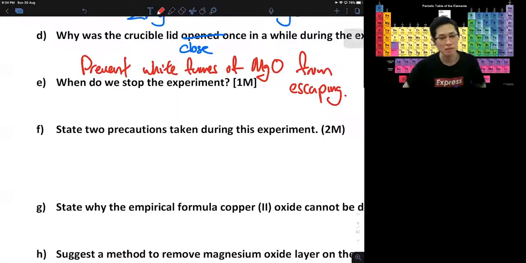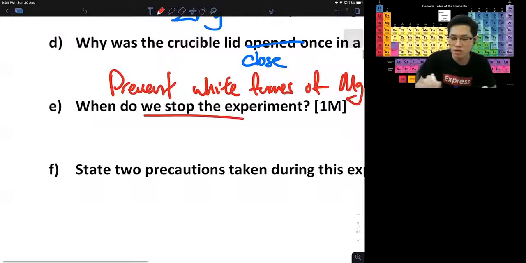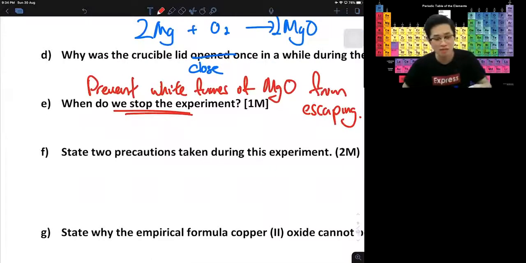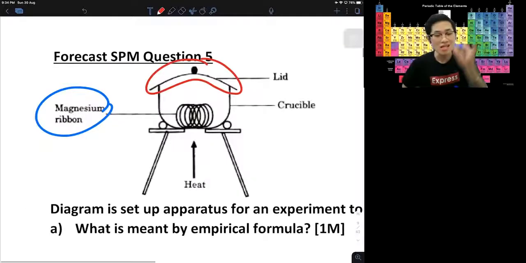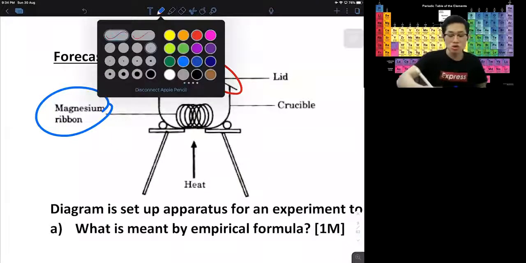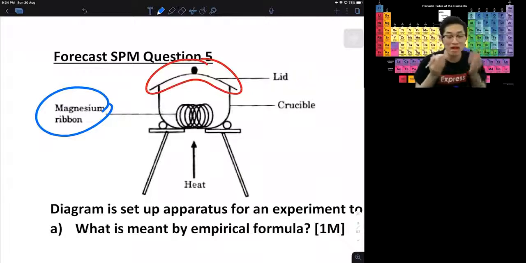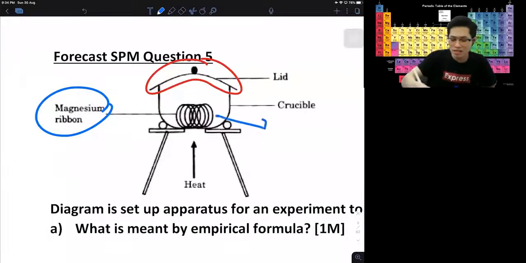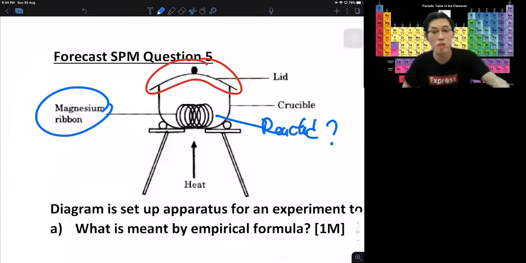When do we stop the experiment? What does it mean by this question? When you are heating this magnesium, how long do you have to heat it? When do I have to stop? Okay, when they ask you this question, they are asking you whether it has reacted completely or not. How do I know whether this substance has reacted completely? Just like the copper 2 oxide just now, they can ask you back the same question.